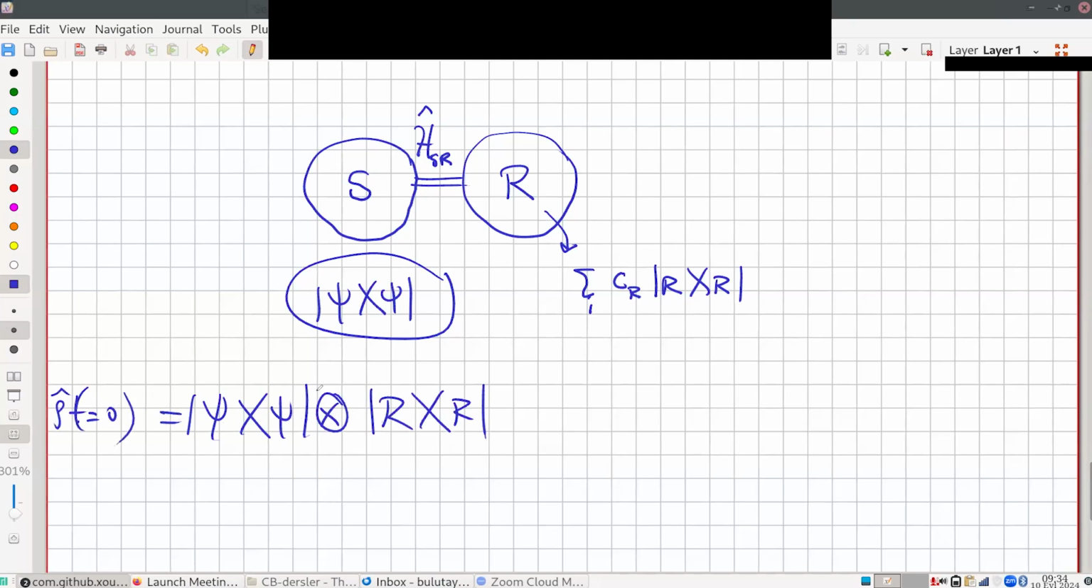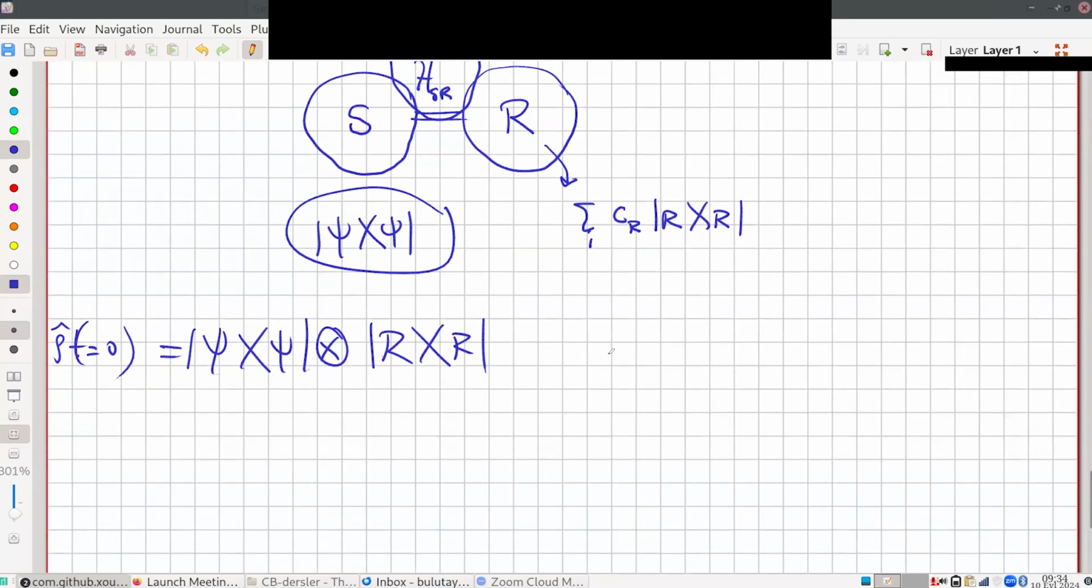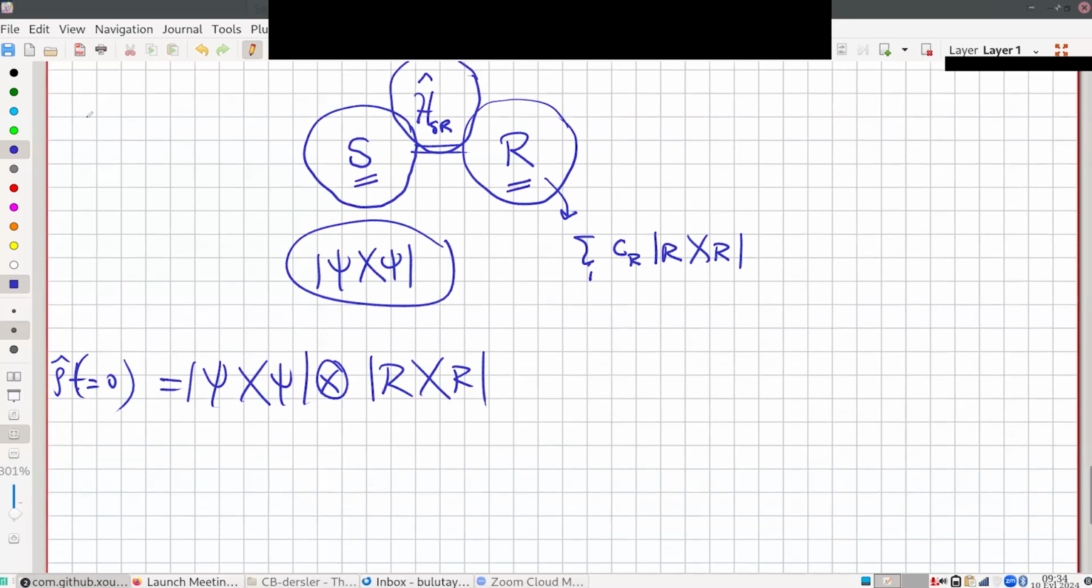This tensor product means they don't talk to each other. Okay, and then as this thing cranks, there will be information flow, and these states will know about each other. What you will have is an entangled state. Your system degree of freedom will be entangled with the reservoir degree of freedom. It is inseparable. That is the meaning of entangled state.